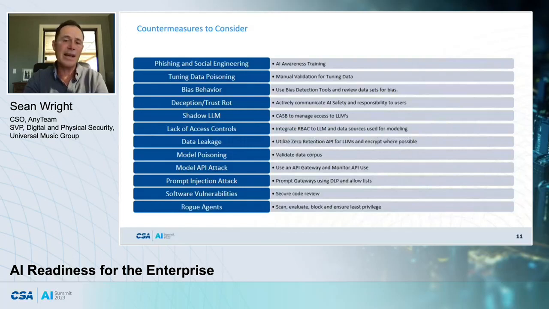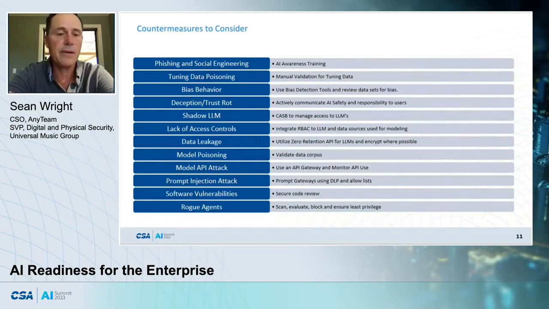Shadow LLMs. I think there's going to be, and probably already are, shadow groups within the organization, much like we had with shadow IT, and some organizations, businesses doing their own things. Ensure that there's some sort of CASB to manage access to LLMs, some sort of visibility around your access to the LLM through visibility tools, monitoring, that sort of thing.